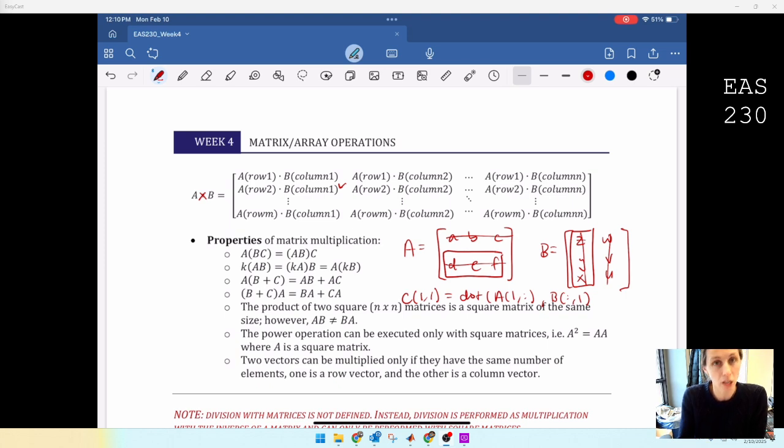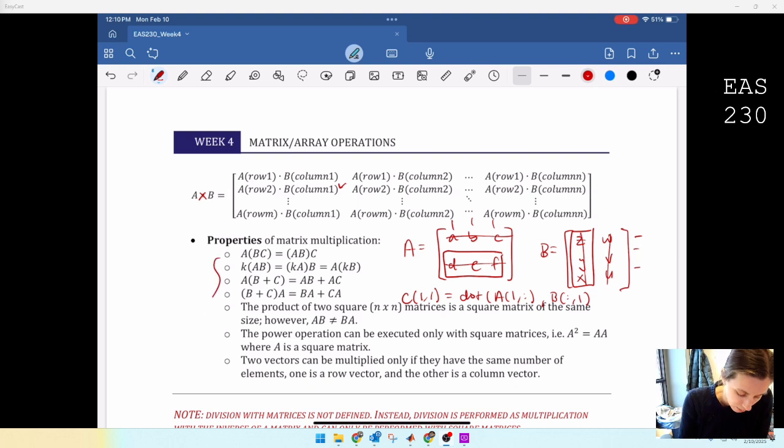Matrix multiplication is just the dot product between rows in our first matrix and columns in our second matrix. So we need to check to make sure the number of elements in our rows in our first matrix matches the number of elements in our columns. Okay. That's why we need to check to see if the sizes match.